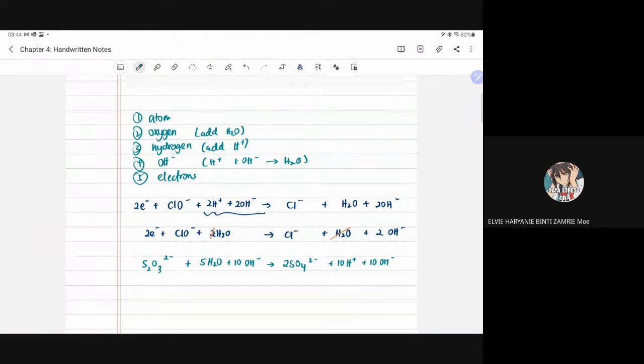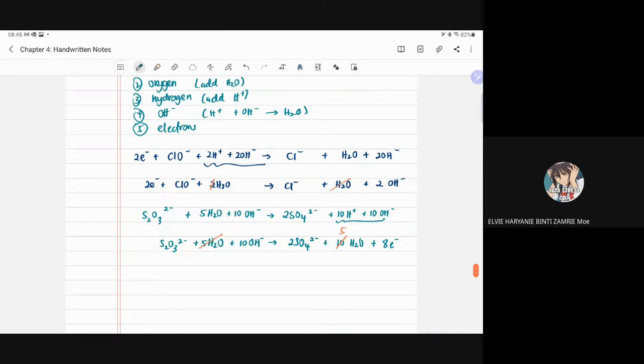Okay, but before that, let's just simplify first. 10H2O plus 2SO4 2 minus. So S2O3 2 minus plus 5H2O plus 10OH minus. Boleh potong 5, 10 kat 5, 5. Okay. Now kita balancekan charge dia. Negatif 4, negatif 10, negatif 12. Okay. So, negatif 12. So kita kena tambah 8 elektron. Okay. So now this is balance.